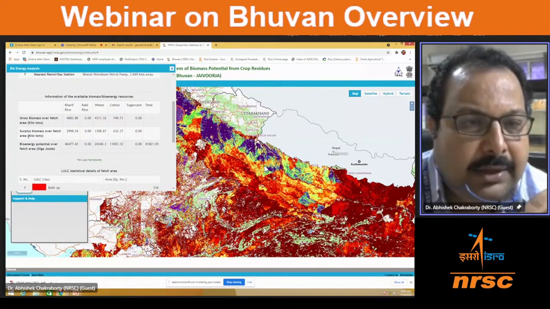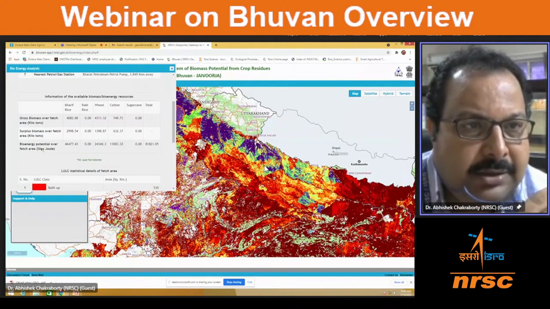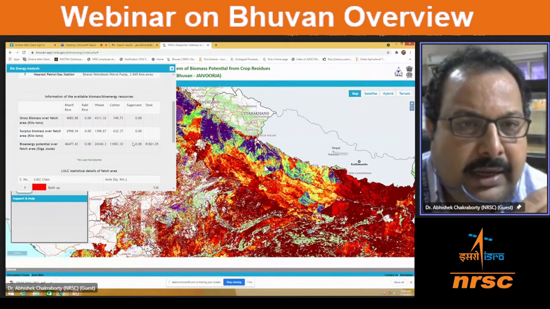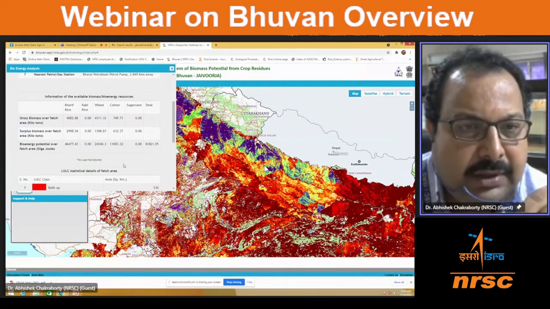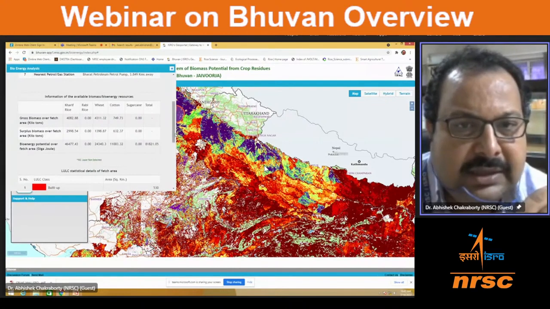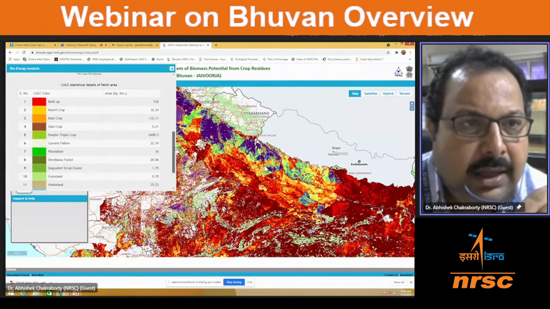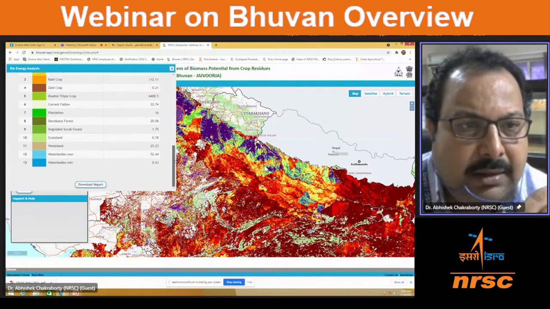And they have developed a particular table showing the gross biomass, surplus biomass and bioenergy potential from kharif rice, rabi rice, wheat, cotton and sugarcane, and how much is available. The area does not have any sugarcane area, and rabi rice area is also not there because these are wheat growing areas. So for kharif rice, wheat, cotton and sugar, it shows how much gross and surplus biomass is available, and what the bioenergy potential of it is. This table is generated over this particular fetch area, and this is the land use land cover composition.